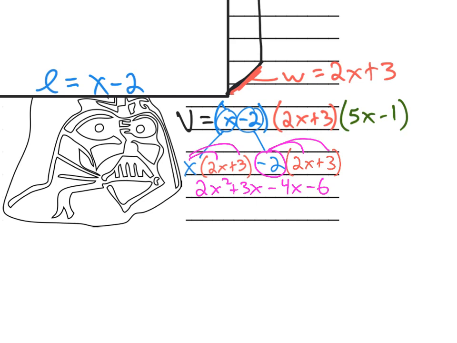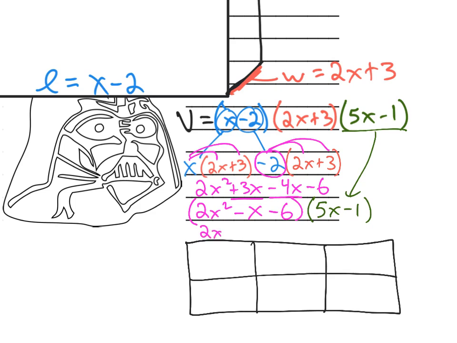Simplify before you multiply with the remaining parts. So it means combine your like terms of 3x and negative 4x. That combines to be what? Negative x minus 6. So 2x squared minus x minus 6. Now, we're not done yet. We're going to multiply this times the thing we didn't multiply with yet. 5x minus 1. And we're going to build a box that is a 2 by 3 box.